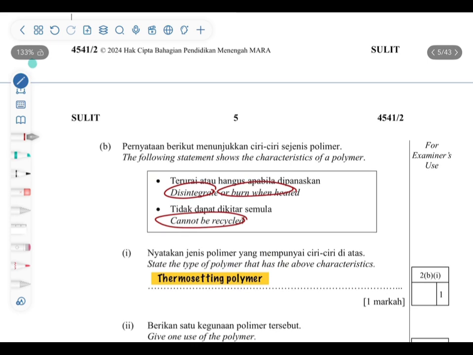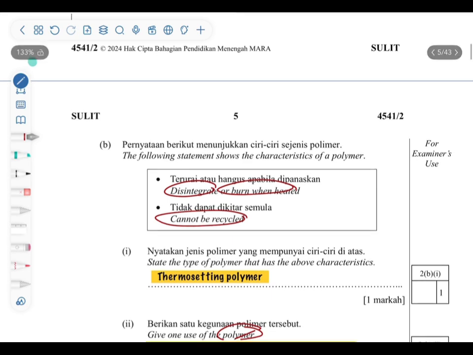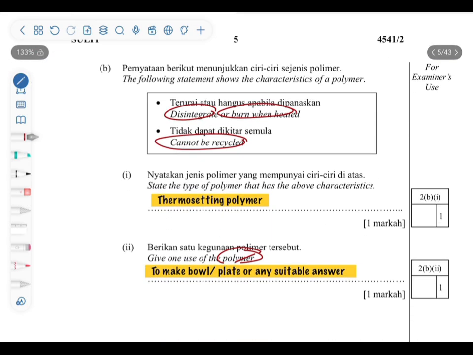Okay, so B2 is give one use of the polymer. So you need to know what the usage for thermosetting polymer is so that you can answer this kind of question. So it is to make a bowl or plate or any suitable answer. For more possible answers, you can search online or refer back to your reference book or even textbook.